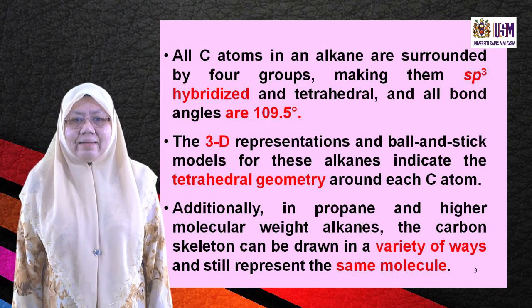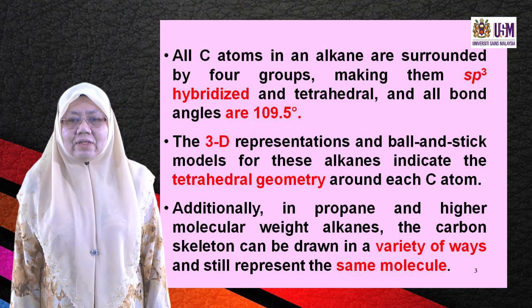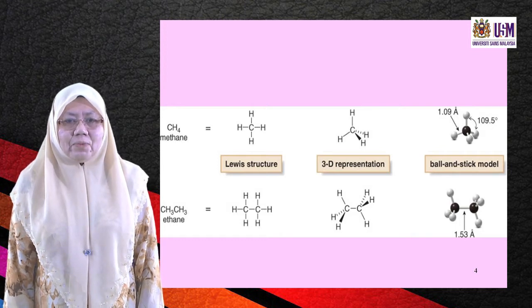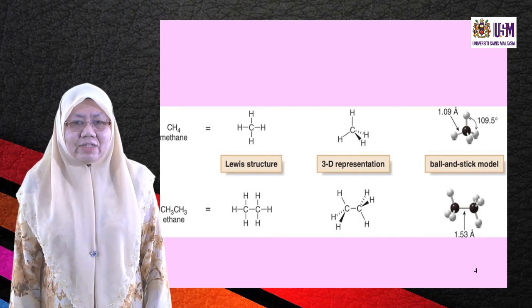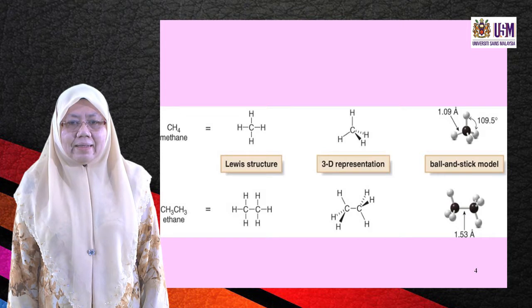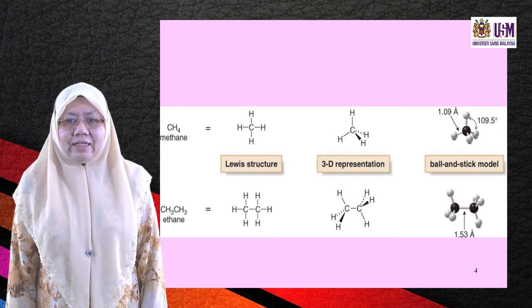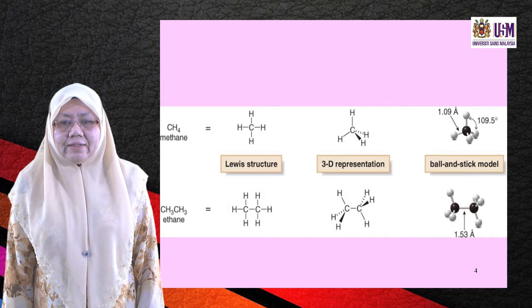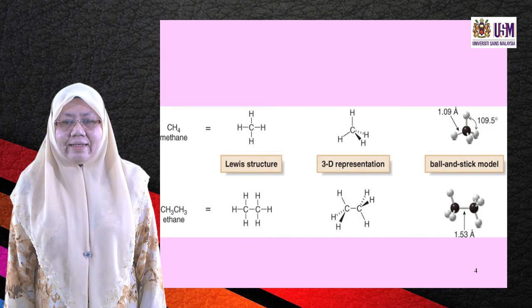In propane and higher molecular weight alkanes, the carbon skeleton can be drawn in a variety of ways and still represent the same molecule. For instance, we look at methane. The Lewis structure is given as in the diagram, and a 3D representation is when we see a wedge showing the bond that is pointing towards the viewer and the dashes that are going away from the plane of the paper, and the straight lines are in the same plane as the paper. The ball and stick model shows the angle of the bond. The hydrogen-carbon-hydrogen bond angle is 109.5 degrees, and the length of the carbon-hydrogen bond is 1.09 angstrom.